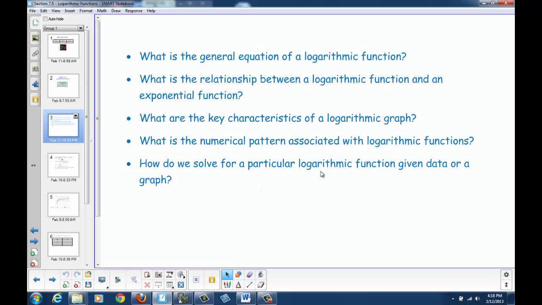And how do we solve for a particular logarithmic function given data or a graph? The same way we solved for all our other functions, by using the general equation and plugging in values for x and y to get a system of equations with the appropriate number of unknowns.